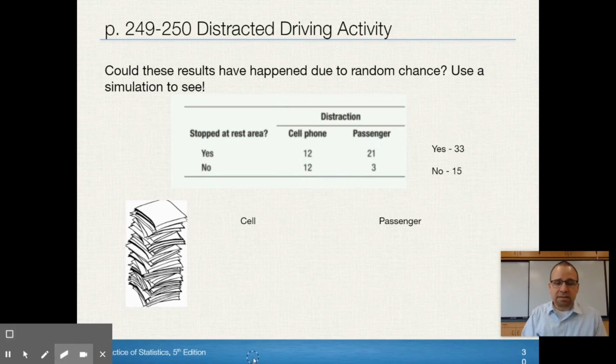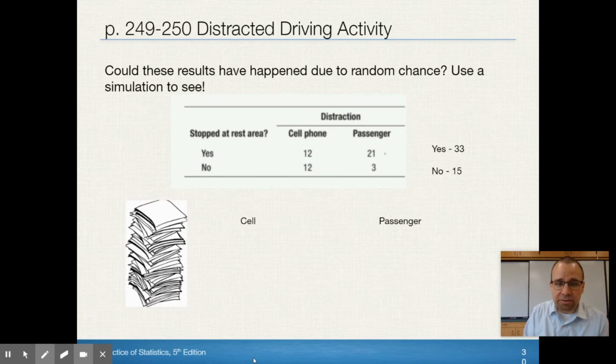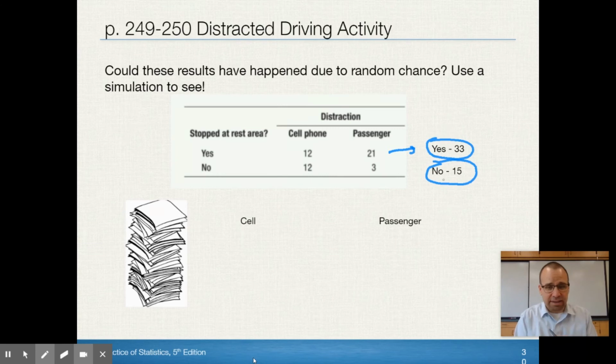How can we simulate random chance given the same scenario? So if we were in class, I would give each of you slips of paper. And on 33 of the slips of paper, because 33 people actually stopped, whether or not they were on the phone or they just had a passenger in the car, 33 people stopped at the rest area, where 15 of them actually were distracted.